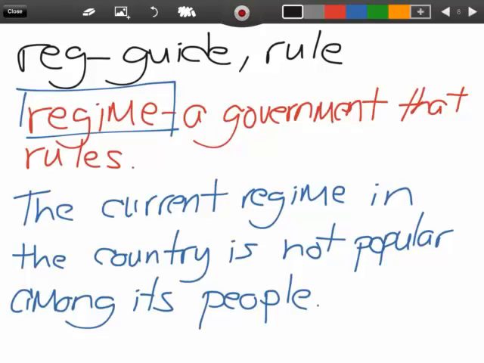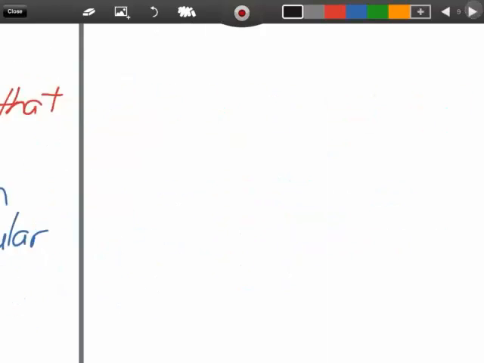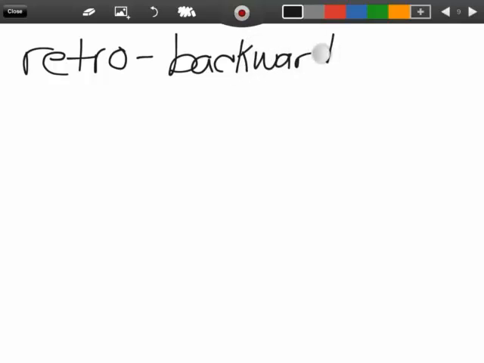Moving on to our next root is retro. And retro means backward and back. I'm sorry, first of all, I'm going to give you the definitions first, an example word, then I'm going to use it in a sentence.